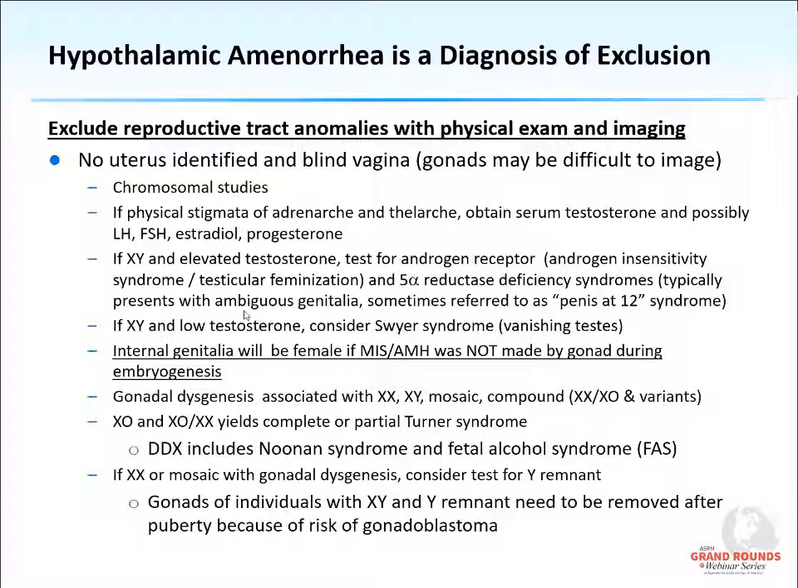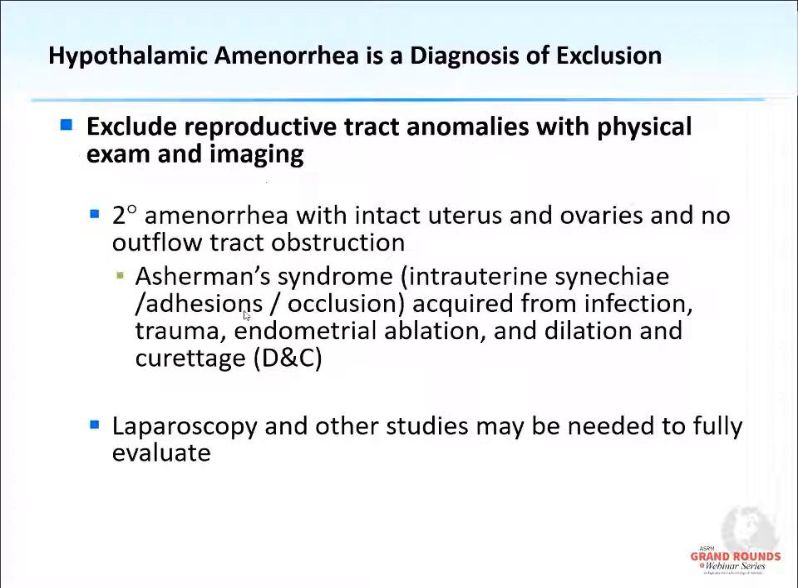So all of this is not so much neuroendocrinology as some of the other things that we've talked about, but one has to be able to do all of this in order to get to the neuroendocrinology side of the house. So you really do have to rule out all the other options. And in particular, make sure you've got an intact outflow tract and don't have Asherman syndrome.